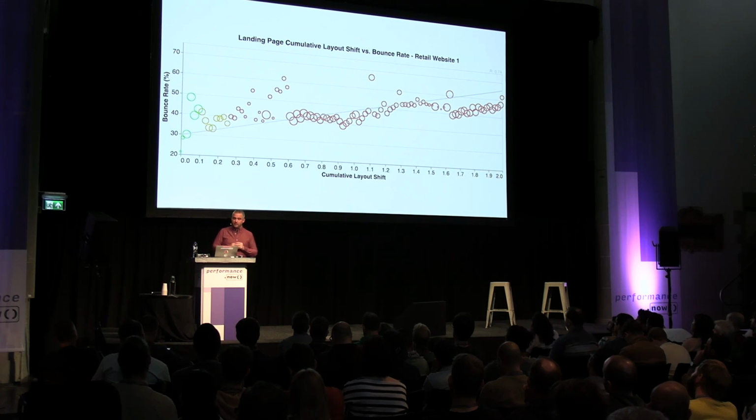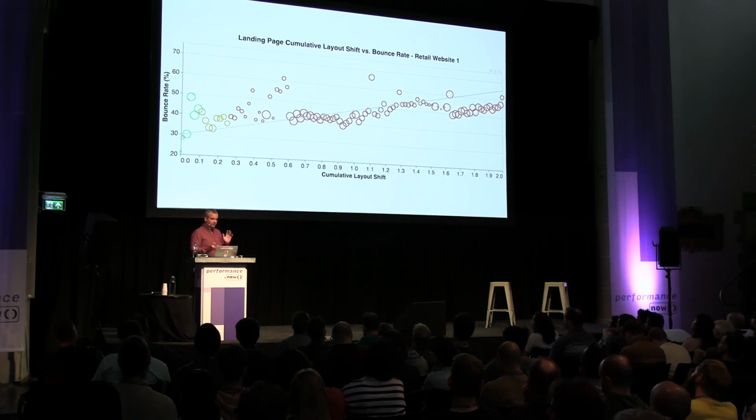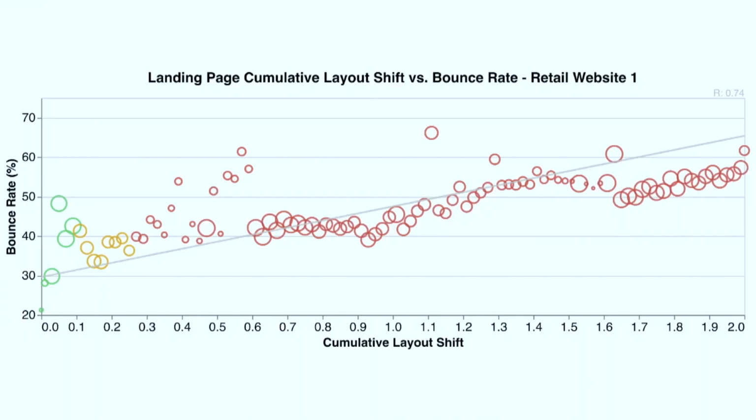Another chart, again, cumulative layout shift on the bottom, bounce rate on the left. So bounce rate is whether or not you go to a page and you leave and you never come back, right? You don't want to bounce. You want to keep people over time. So for this one particular website, we see a fairly strong correlation between larger cumulative layout shift scores leading to higher bounce rates.